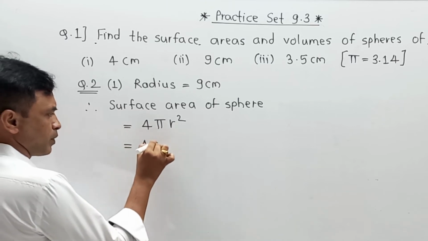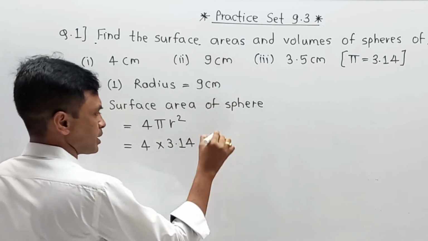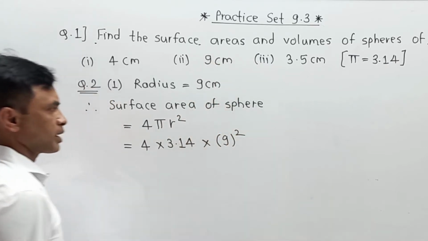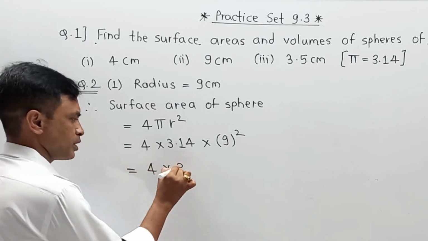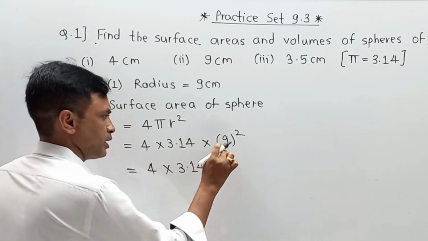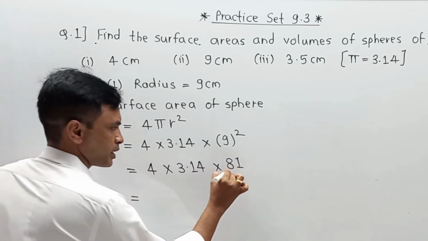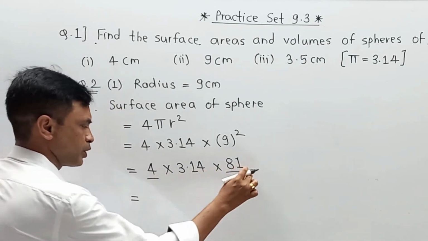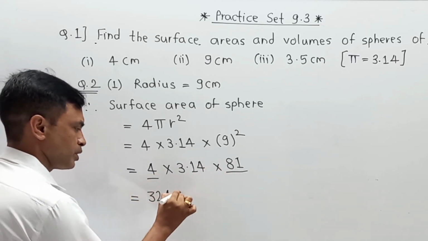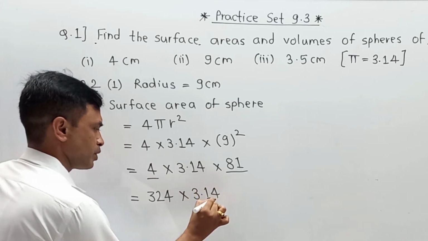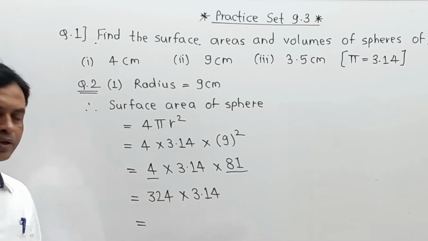Here 4 into value of pi, 3.14, into r square. R is nothing but 9, so here it becomes 9 square. Now simplification of this: 4 into 3.14 into 9 square, which is 81. Here I am going to make a product of 81 with the 4. 4 into 1 is 4 and 4 into 8 is 32, so 324 into 3.14.